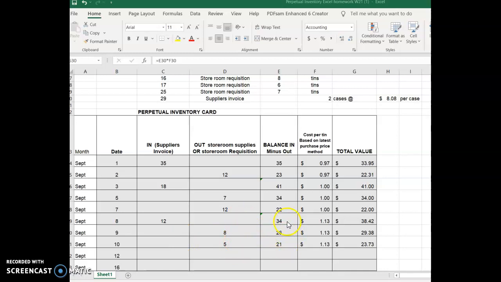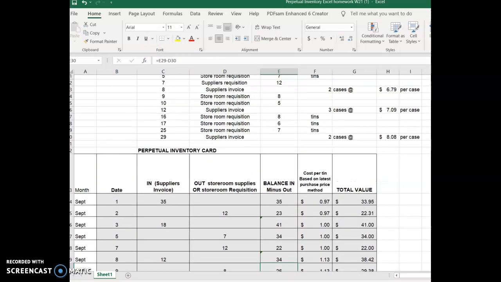Our new values, minus from 34 and 26. We keep the same cost per tin as nothing has changed, and our new total values. So as you can see, if you ever want to double check to make sure your formulas are right, you just look up here.